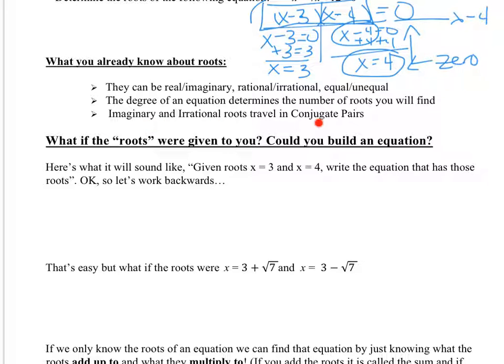Finally, what you may or may not have realized is that anytime you have imaginary or irrational roots, they always come in pairs. So if I tell you one of the equation's roots is 3 minus 4i, that's not the only one. There's another one. The other root is the conjugate of it. So remember, that's 3 plus 4i is the other root. So that's just useful in the future.